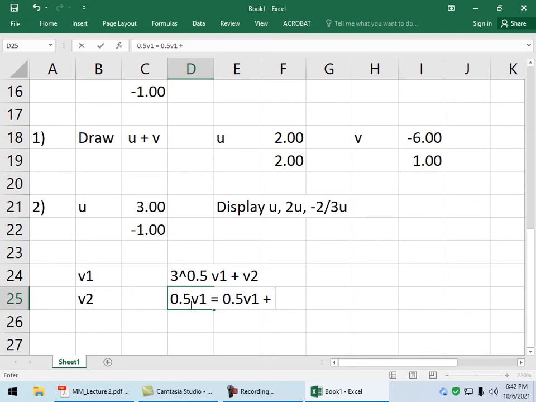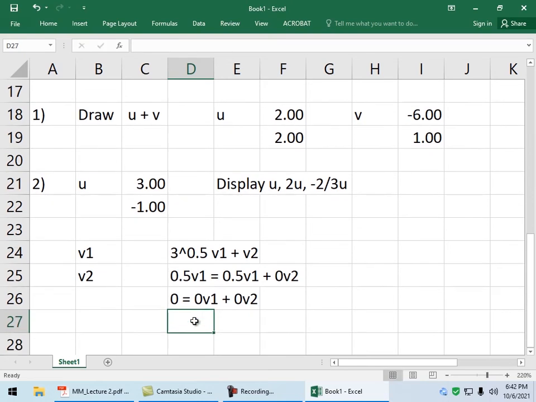plus what? What should we add to make this equation stand? According to our rules, it is obvious that if we add something which is 0, it doesn't change this equation. So we can produce 0 v2. And how can we make 0 with the summation? Many possible ways, but the obvious way is 0 v1 plus 0 v2, to get the result 0 over here.